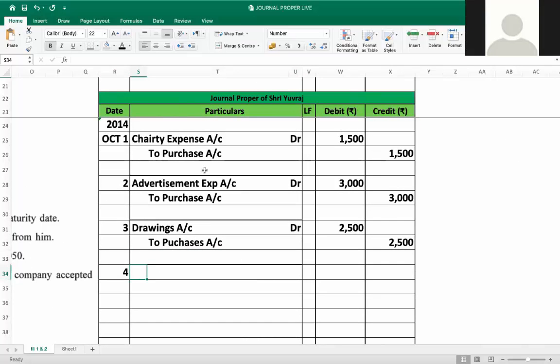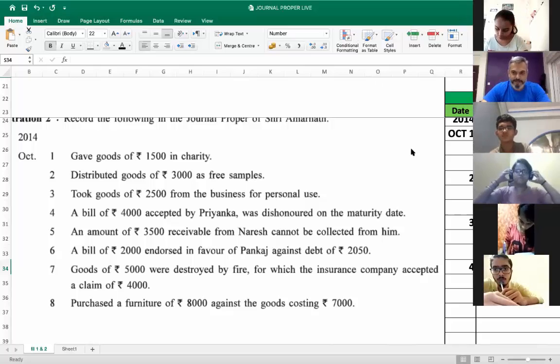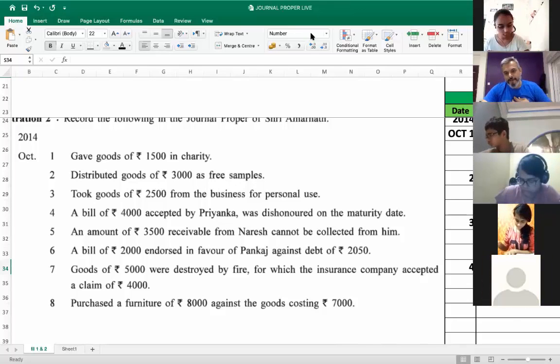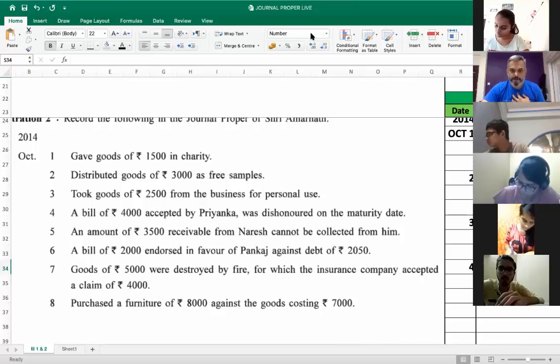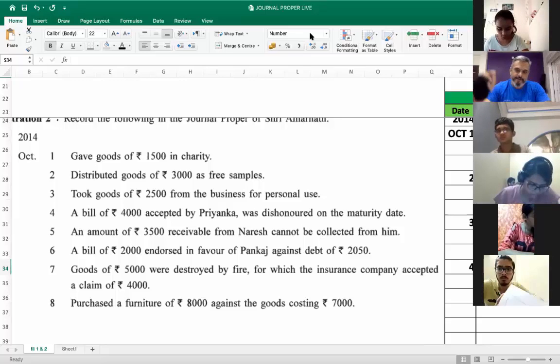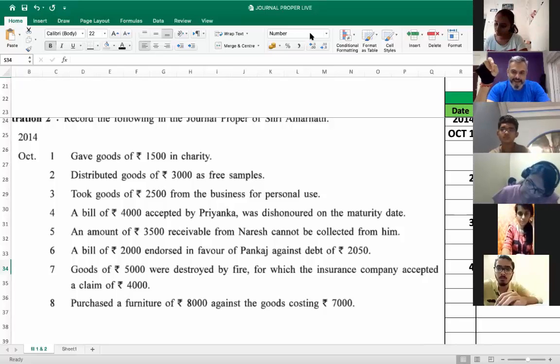Sir, Priyanka accepted the bill, so for us it should be bills payable, no? If I accept, then for me it becomes bills payable. If I sign and say yes, I will pay the money, it becomes a bill payable for me. But if you are signing a bill and you are accepting, so for me it is bill receivable. Understood? No, you have not understood. Sir, but a bill of 4000 accepted by Priyanka, so for us it is bills payable? Whoever signs the cheque gives the money. Similarly, whoever signs the bill pays the money. So she is giving us a commitment that she will give us money.